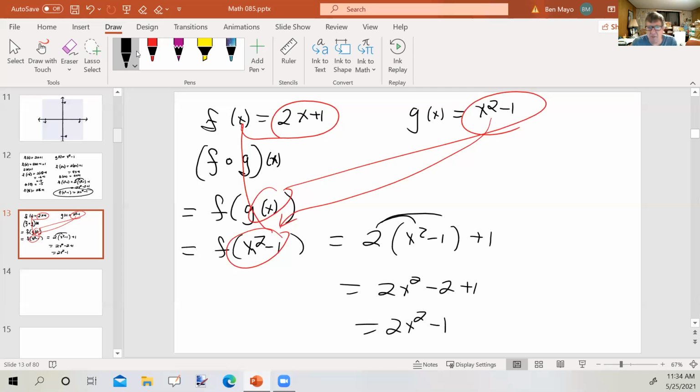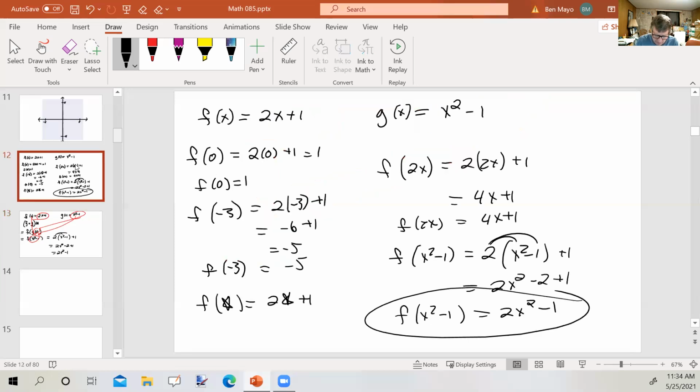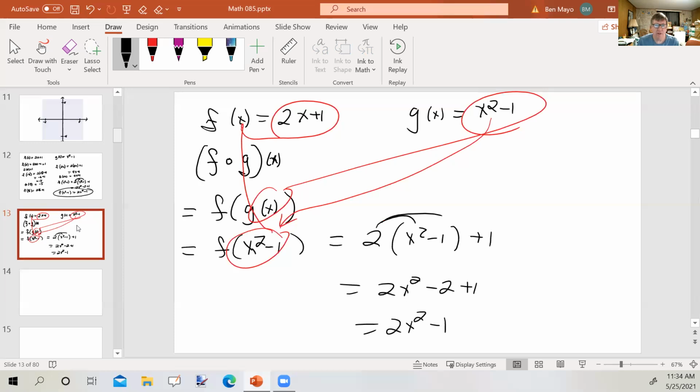You'll notice that's the same problem we did earlier, only now we're dealing with it in terms of composition of functions. So f composed with g of x equals f of g of x equals f of x squared minus 1, and ultimately we get it's equal to 2x squared minus 1.